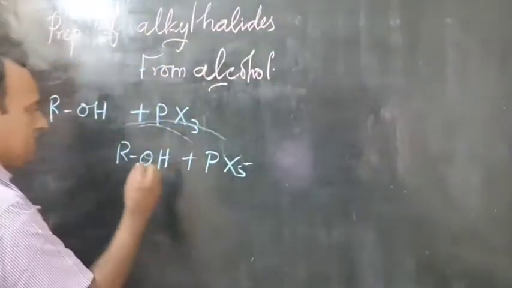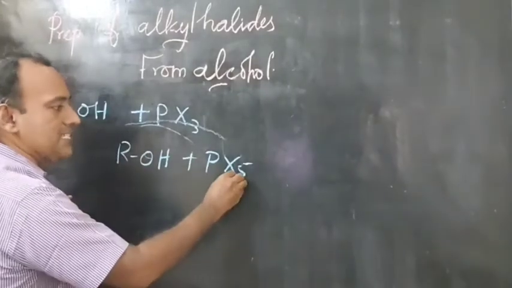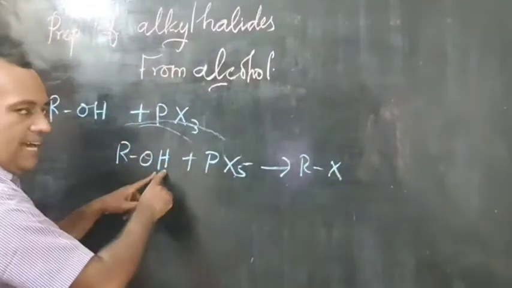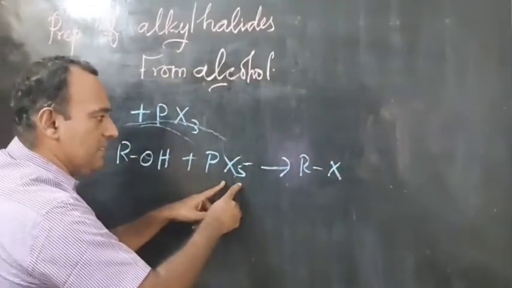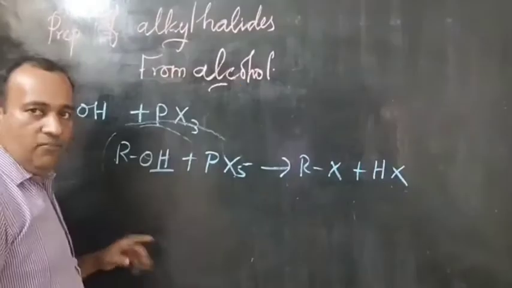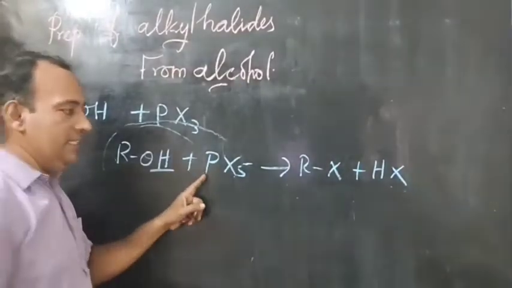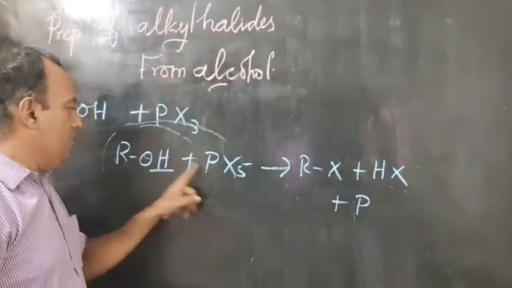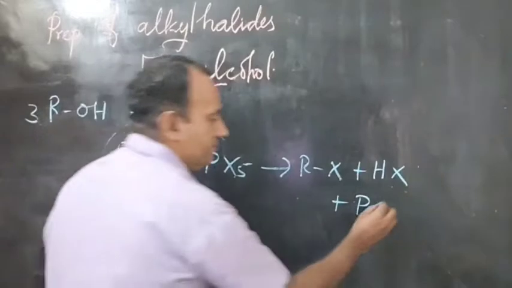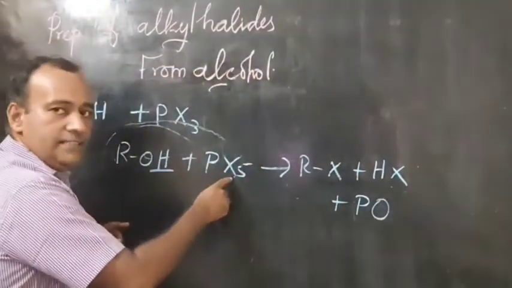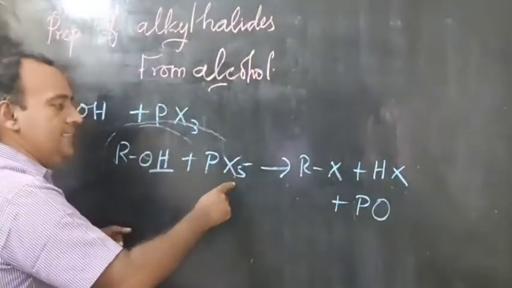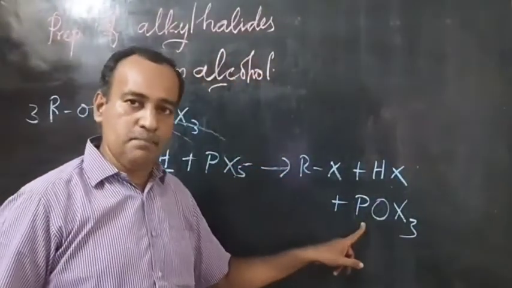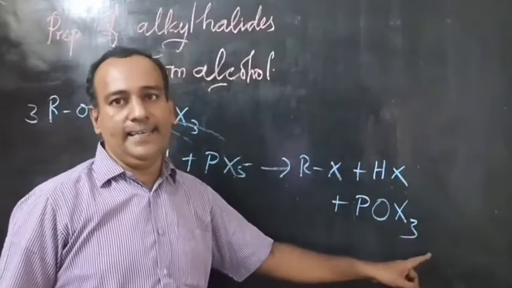How does the reaction take place? This R will take one X from here and convert it into RX. Then this H will take another X from here and become HX. What are the remaining things? One P is there, one oxygen is there. Already 2X are gone, the remaining 3X is there. That means it is called phosphorus oxyhalide.